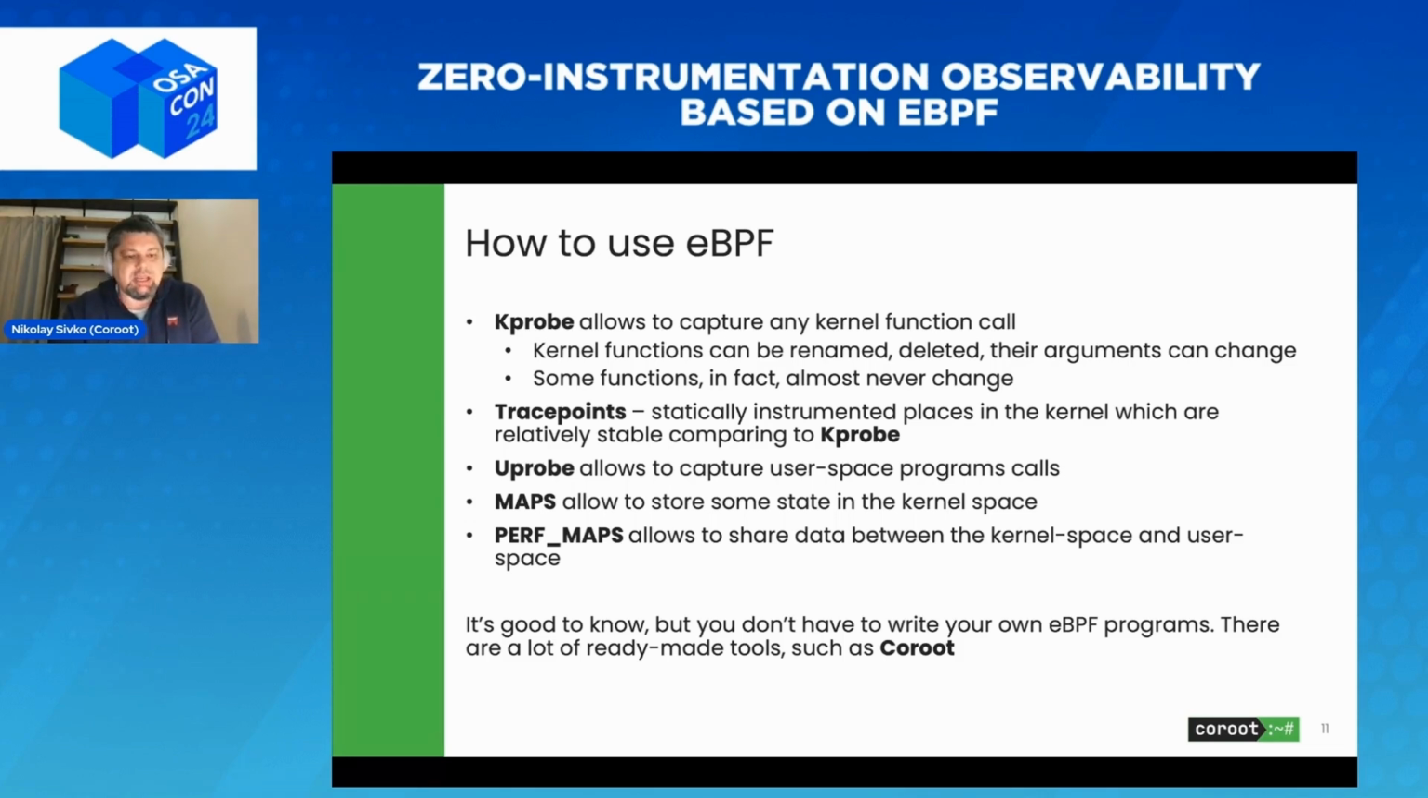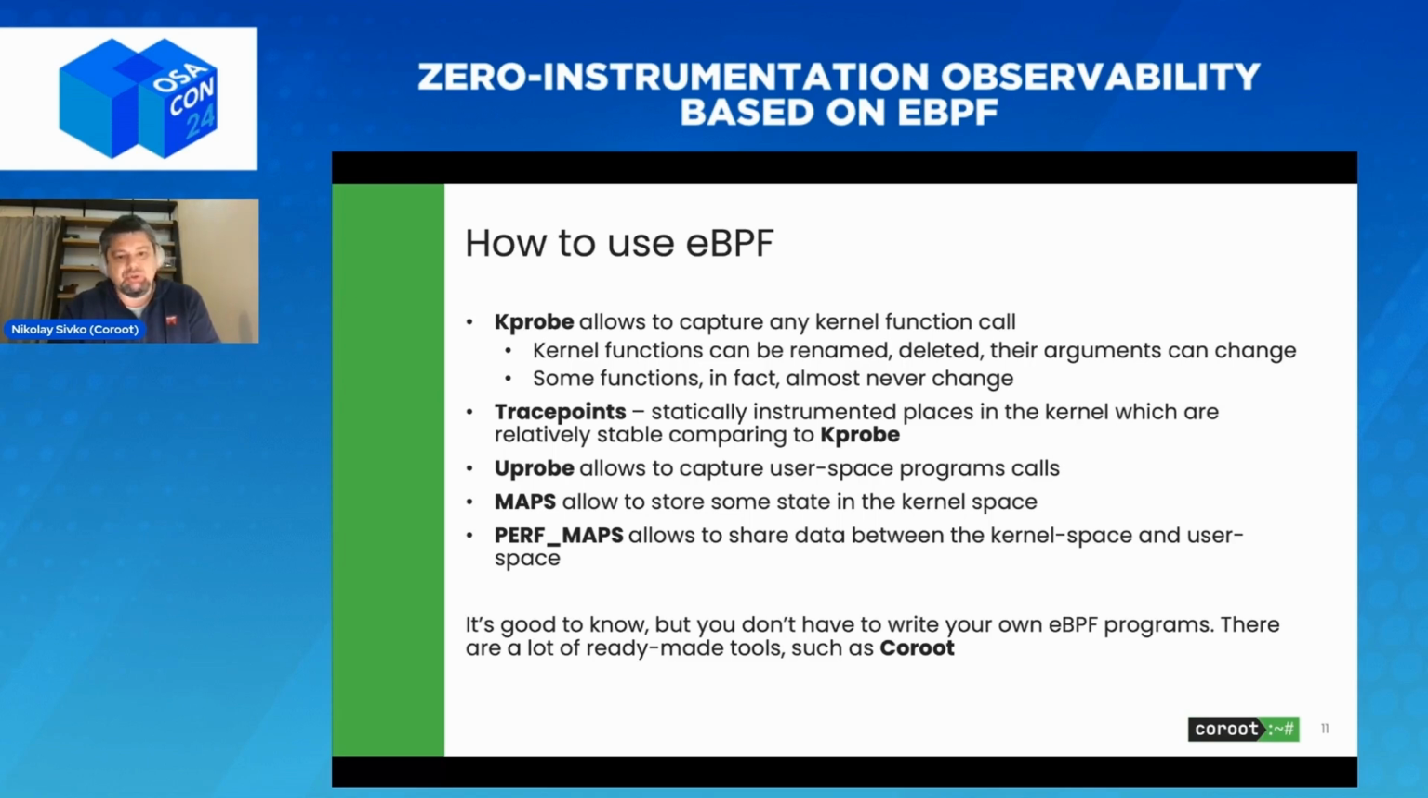The more stable approach here is to use tracepoints. Tracepoints are statically instrumented places in the kernel, such as all system calls. If you rely on tracepoints, you have some sort of guarantee that it's a more stable API to work with the kernel. uprobes allows you to capture user space program calls. You can attach to any process, and the kernel will call your eBPF program, for example, on every OpenSSL write call. It's pretty useful, but it's challenging to use them.